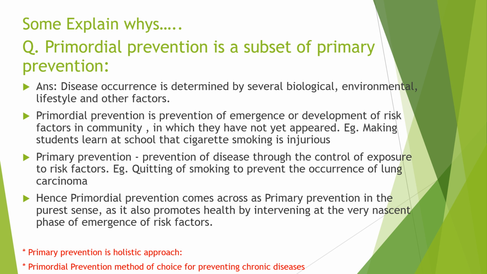Now let us discuss some very important explain-whys. Primordial prevention is a subset of primary prevention. This question of primary and primordial prevention comes in different formats, but the most commonly asked is that primordial prevention is a subset of primary prevention. There are certain other questions also, like primary prevention is a holistic approach, and primordial prevention is a method of choice for preventing chronic diseases. So you need to explain each of these.